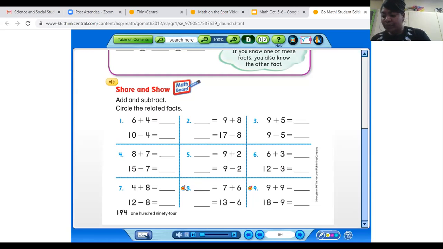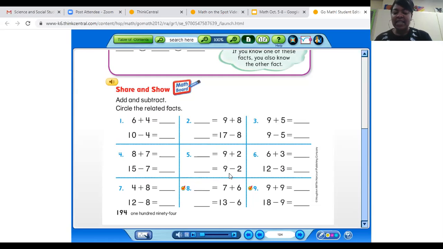9 plus 2, 9 up here, 10, 11. So I'm going to put 11 there. 9 minus 2. If I have 9 and I take 2 away, I will have 7. So is that a related fact? No, it is not.